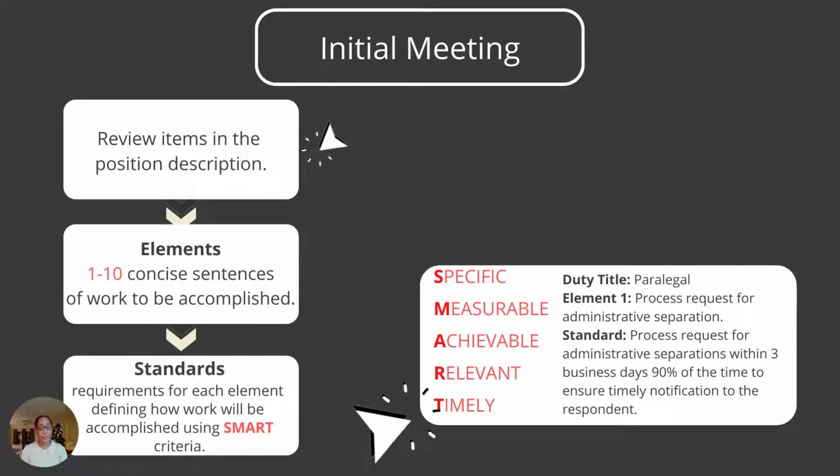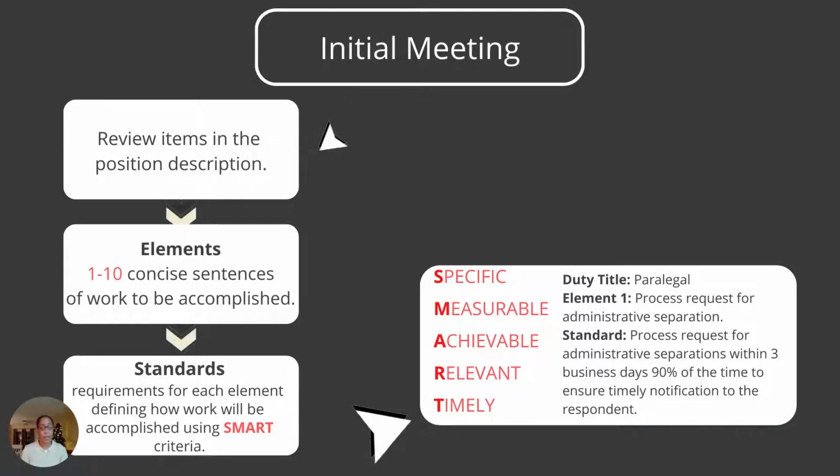So what I have here is an example based on a paralegal. The duty title may be paralegal, paralegal specialist, or litigation paralegal, whatever it may be. Element 1 is just one of many elements, but Element 1 is to process requests for administrative separations. And the standard would be to process requests for administrative separations within 3 business days, 90% of the time, to ensure timely notification to the respondent.